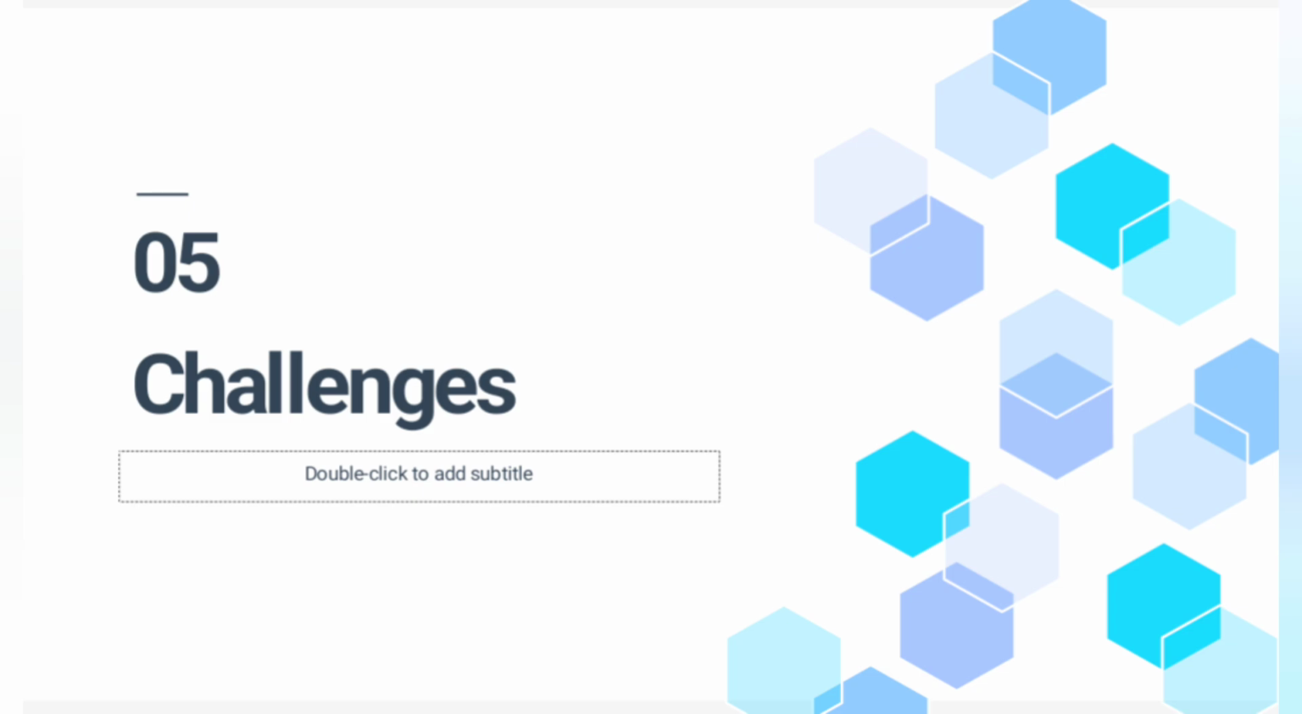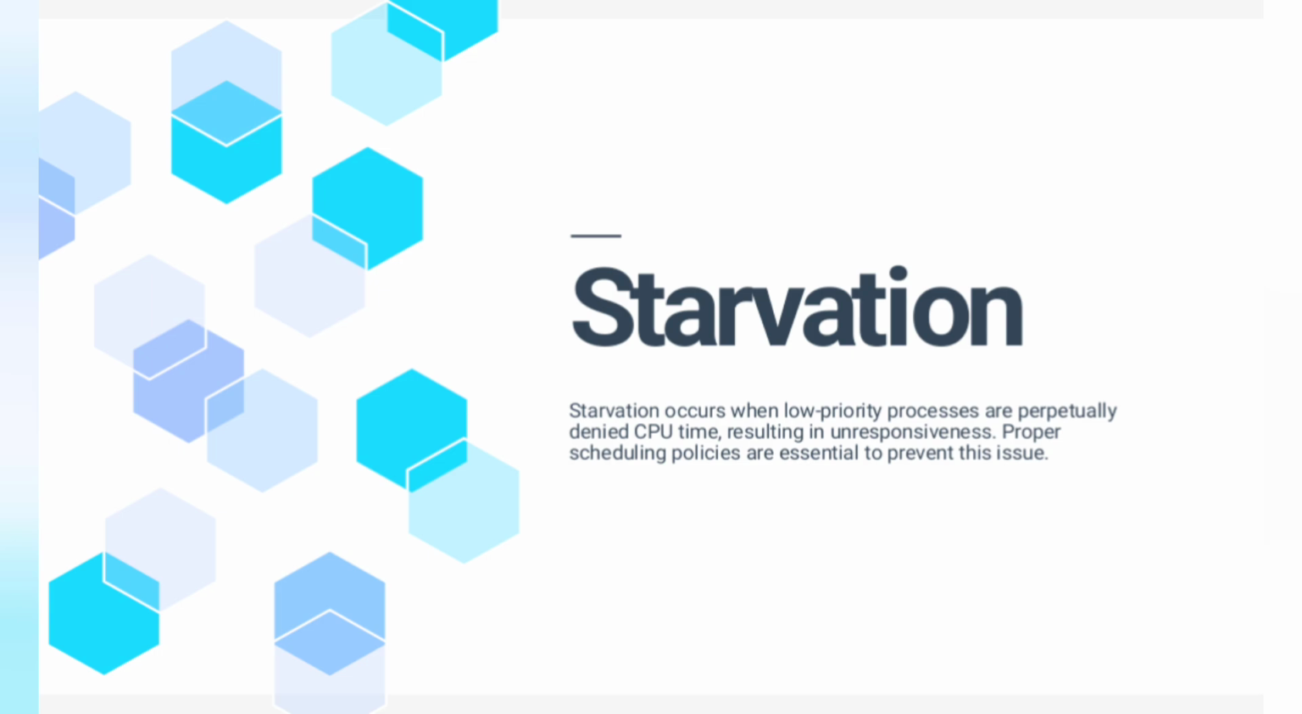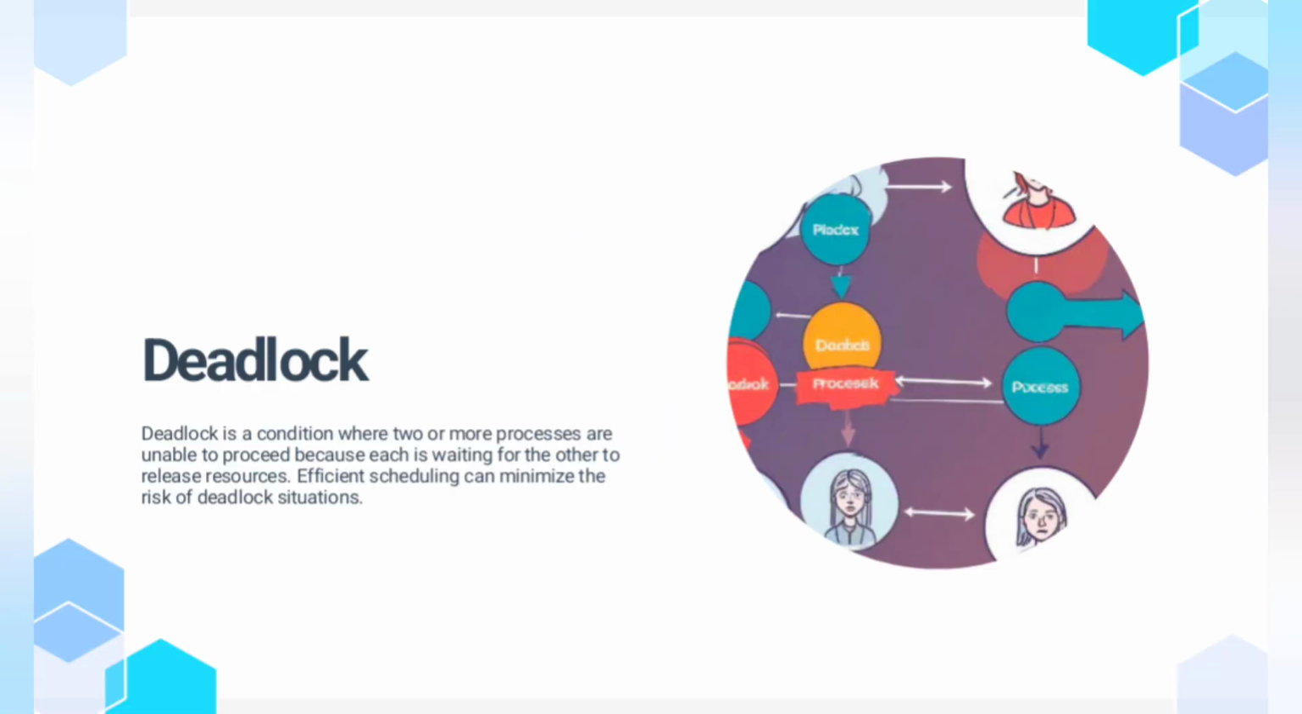Next, fifth one is challenges. Starvation occurs when low priority processes are perpetually denied CPU time, resulting in unresponsiveness. Proper scheduling policies are essential to prevent this issue. Next, deadlock. Deadlock is a condition where two or more processes are unable to proceed because each is waiting for the other to release resources. Efficient scheduling can minimize the risk of deadlock situations.